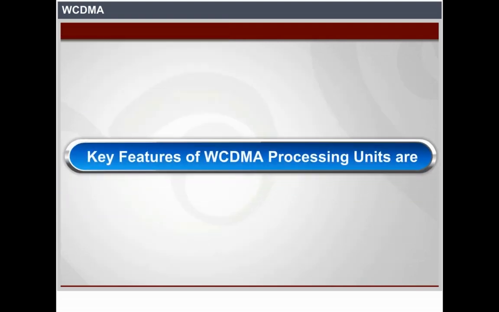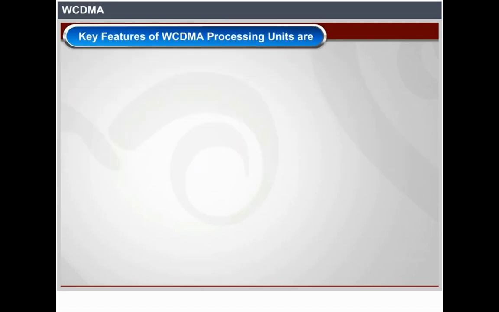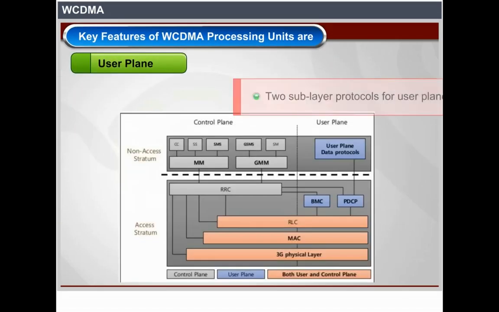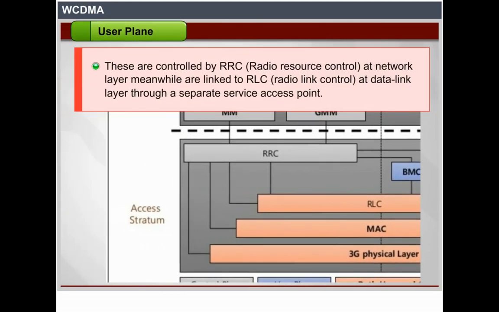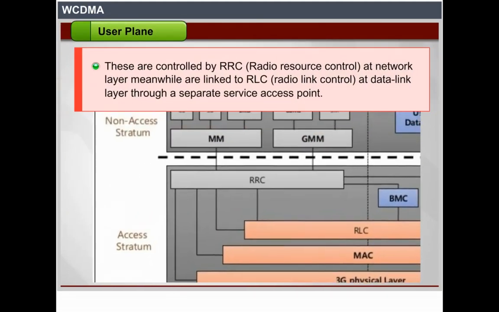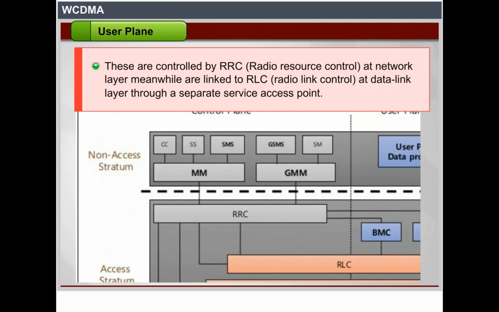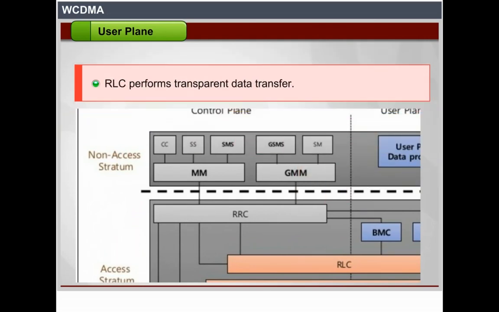Key features of WCDMA processing units: user plane. Two sublayer protocols for user plane are PDCP and BMC. These are controlled by RRC, Radio Resource Control, at network layer and are linked to RLC, Radio Link Control, at data link layer through a separate service access point. RLC performs transparent data transfer.